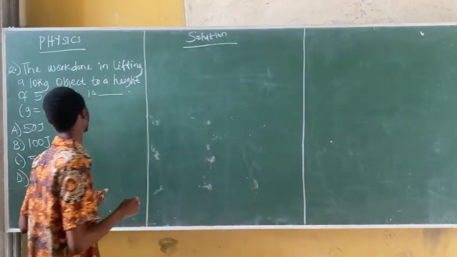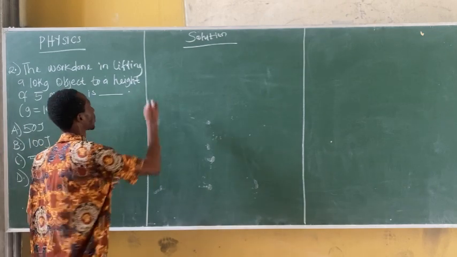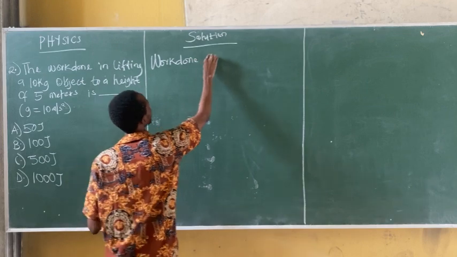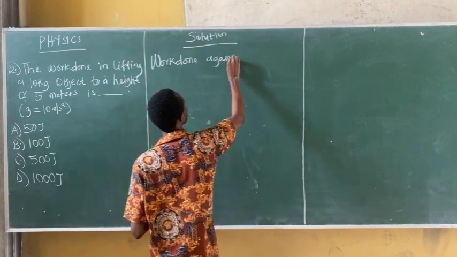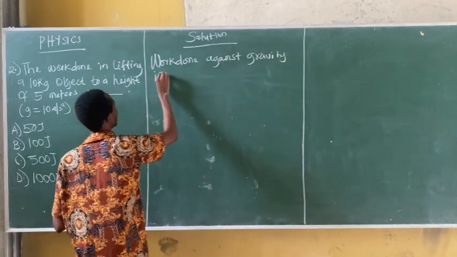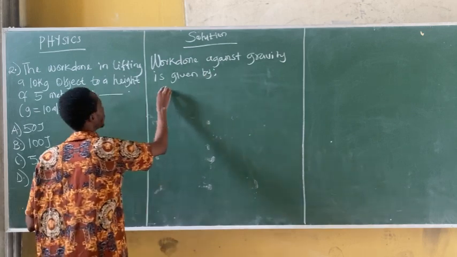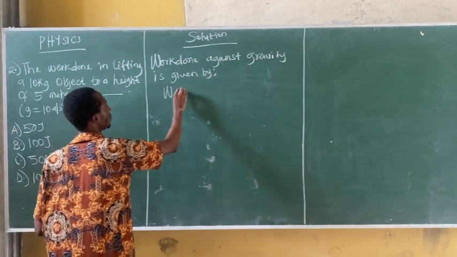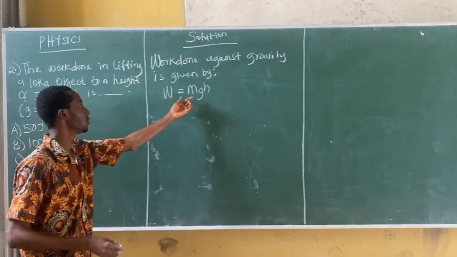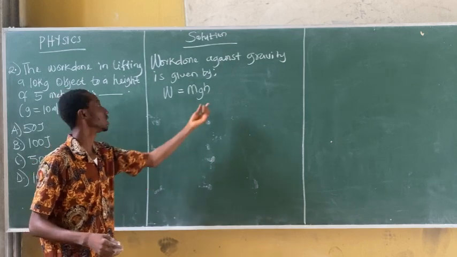Solution. Recall that work done against gravity is given by the formula W, which is work done, is equal to mgh, where m stands for the mass, g stands for acceleration due to gravity, and h stands for the height.